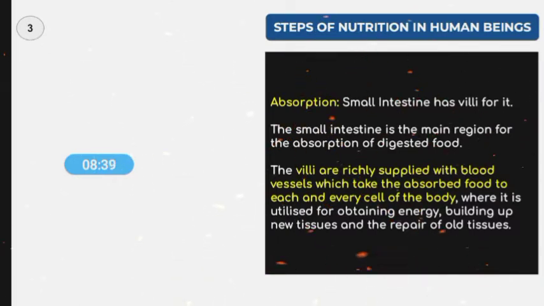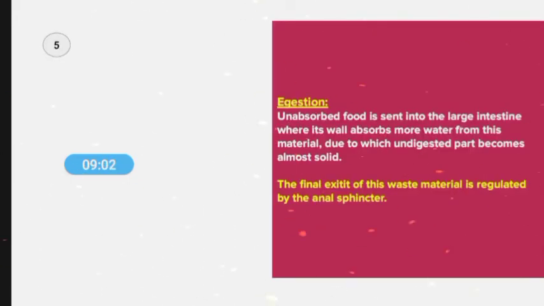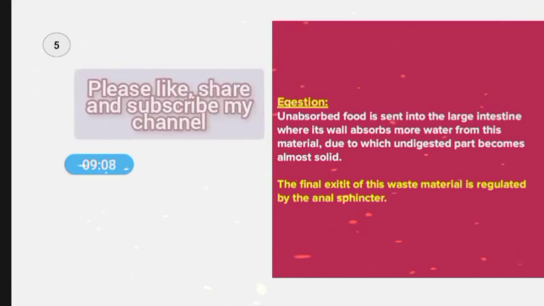Steps in nutrition in human beings. Absorption. The small intestine is very richly supplied with blood vessels which take the absorbed food to each and every cell of the body. Assimilation. The blood carries digested and dissolved food to all parts of the body, where it becomes assimilated as a part of the cell. Egestion. The final exit of the waste material is regulated by the anal sphincter.